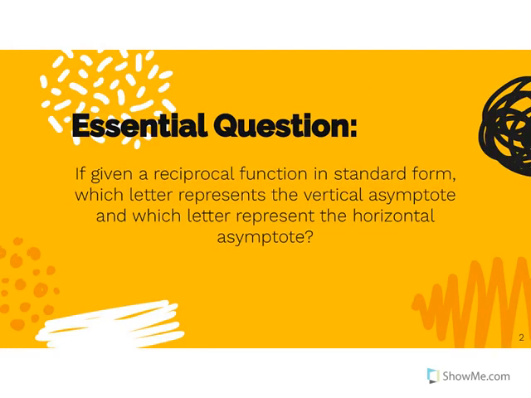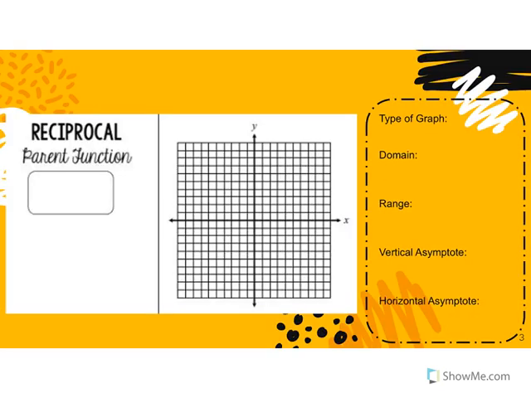Your essential question for this set of notes: if given a reciprocal function in standard form, which letter represents the vertical asymptote and which letter represents the horizontal asymptote?